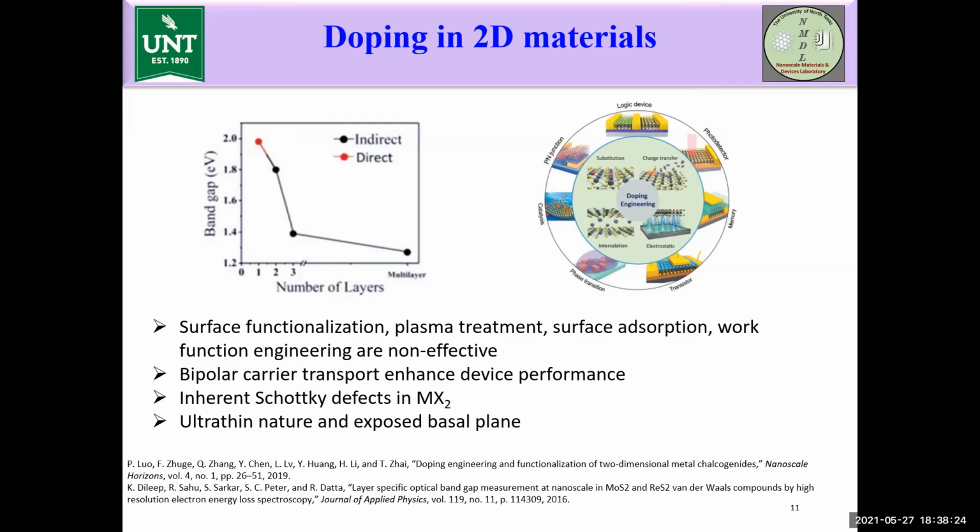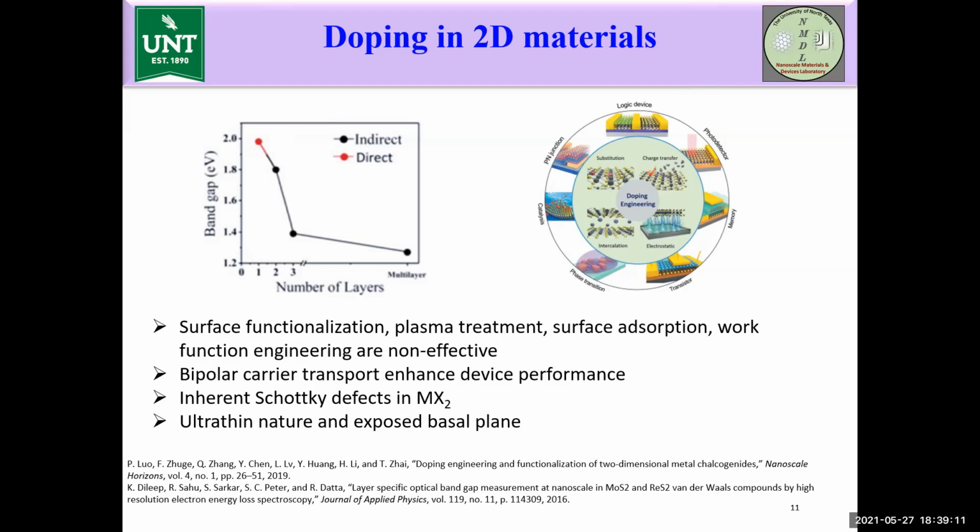There are several doping techniques which have already been employed, such as surface functionalization, plasma treatment, surface adsorption, and work function engineering for contact metals. They have proved not very effective because the contact resistance was still pretty high after applying those doping techniques. Doping is also important because it enables bipolar carrier transport, which can enhance device performance. That is, you can have both N and P type conduction in the same device.